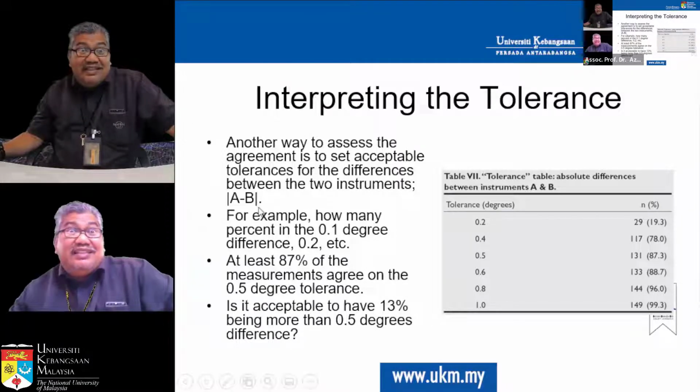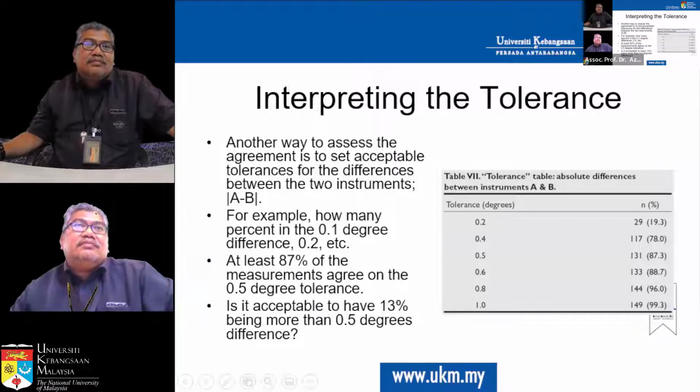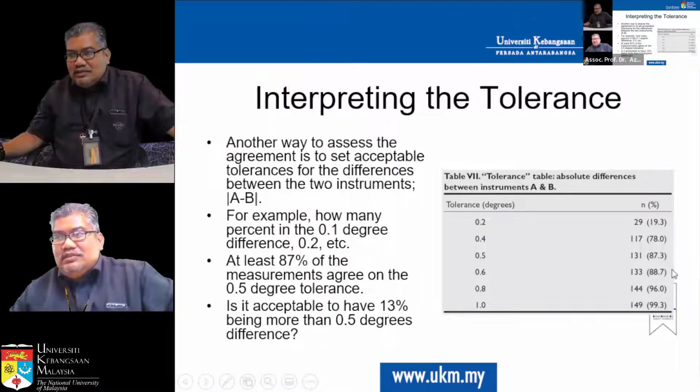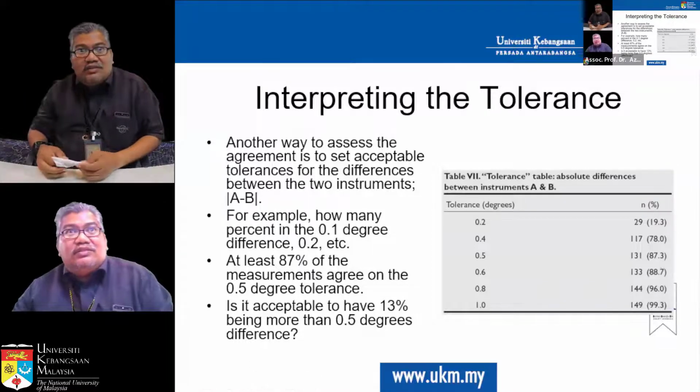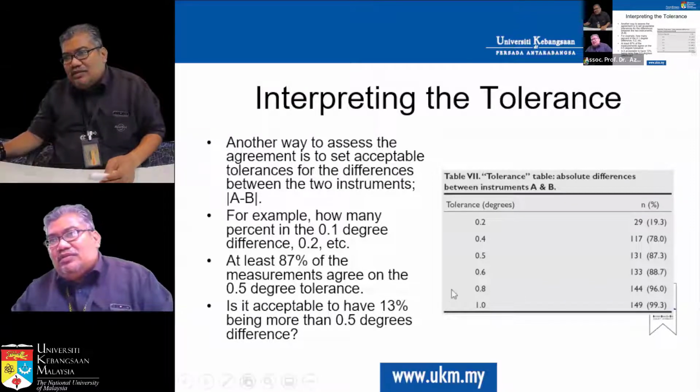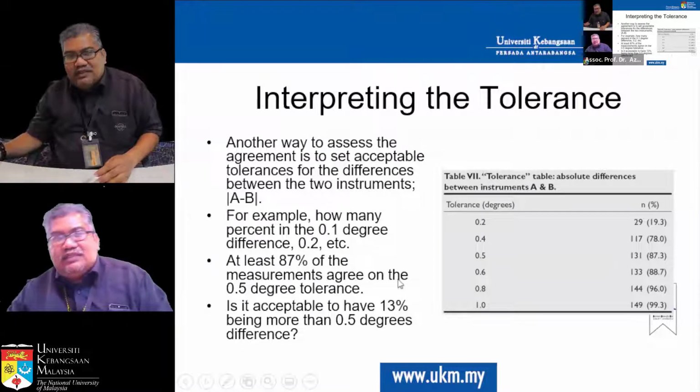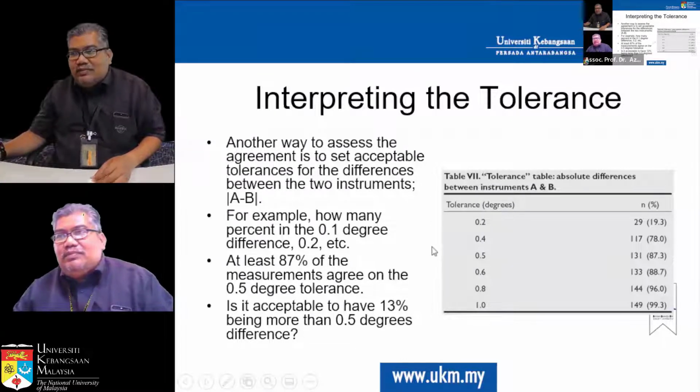So here in this case, 87% is found to be accurate in bracket when you set a tolerance of 0.5. Okay, so is it acceptable to have 13% being more than 0.5 degree of differences? So you have to decide based on your requirement.